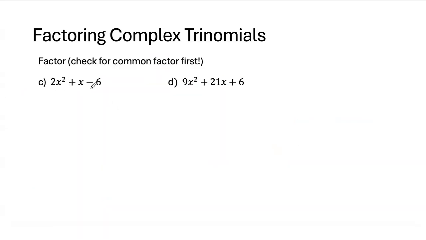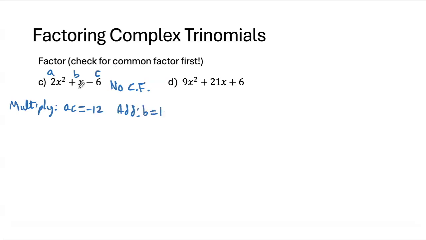Okay, this one here, no common factor. There's no common factor between the three terms. The a value is 2. The b value is going to be 1. There's like a 1 attached to the x, and c is negative 6. I want two numbers that will multiply to the result of a times c. 2 times negative 6 is negative 12. And I want them to add to the b value, which is a 1.